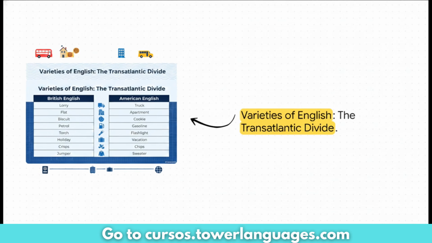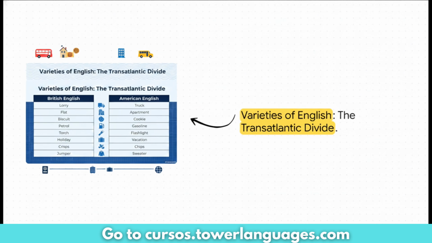You also definitely need to prepare your students for the reality that vocabulary changes across different varieties of English. Take the transatlantic divide, for example. A British lorry is an American truck. A British flat is an American apartment. Knowing these really common variations prevents a whole lot of frustration, especially when your students are consuming international media or traveling abroad.